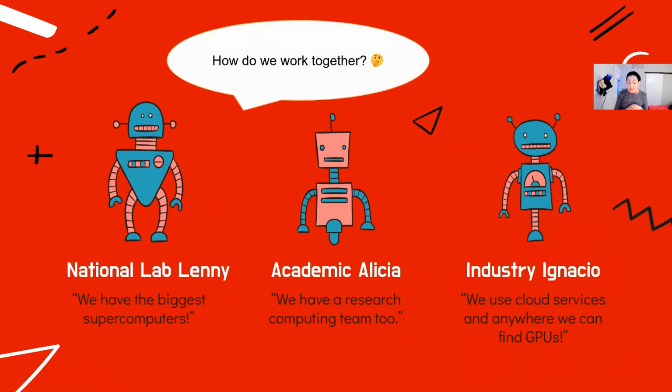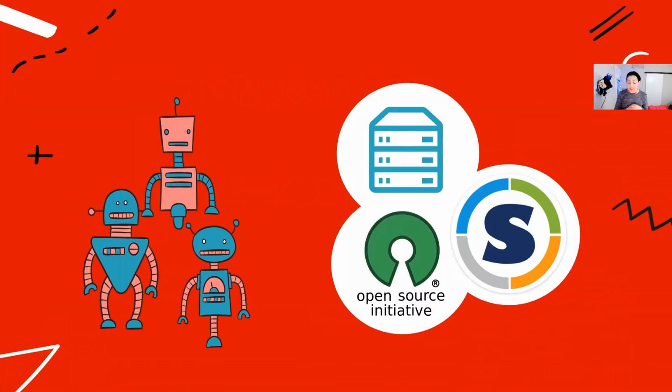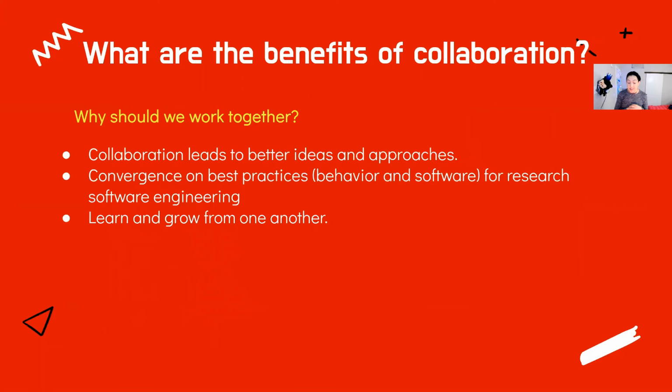There's this question that I think we need to ask more. How do we work together? Because we have so many things in common. We are, for the most part, using HPC to some extent. We're using common open source software that helps us to do things on HPC, like Singularity containers, which we talked about here. And we also really get excited about open source development. I probably don't need to convince you of this, but there are many benefits to collaboration, everything from better ideas and approaches to using best practices, and we can also learn and grow from one another.